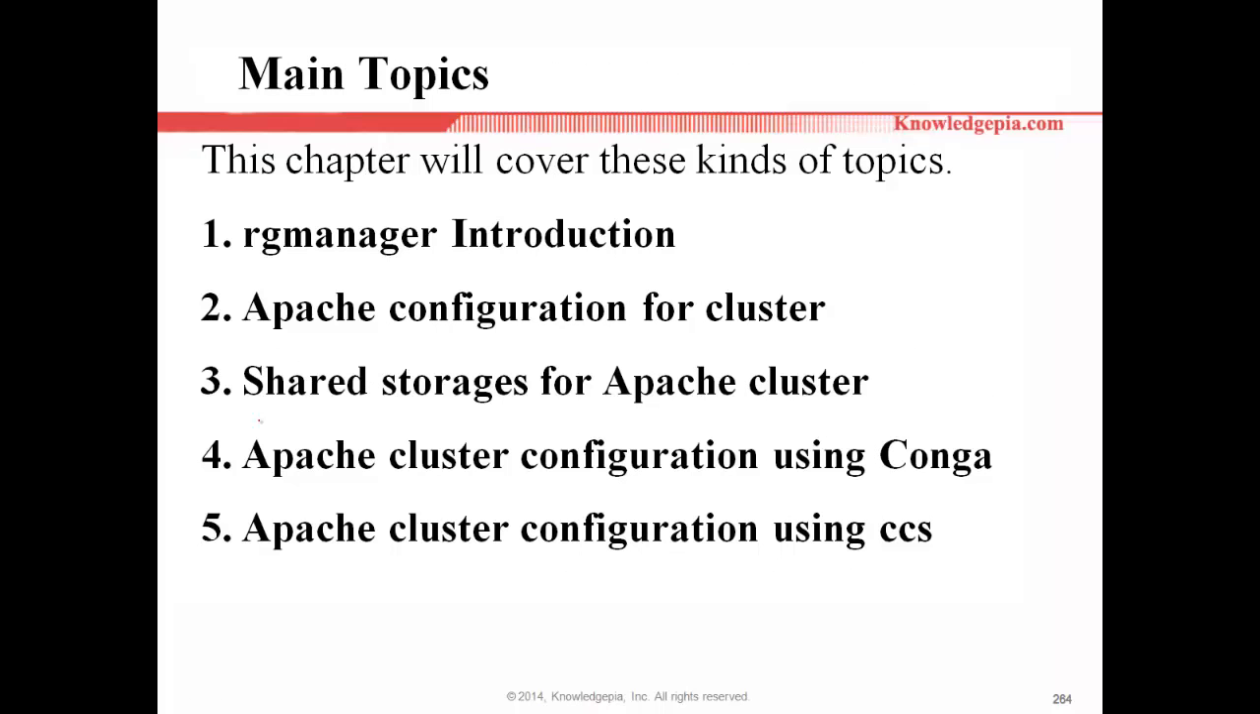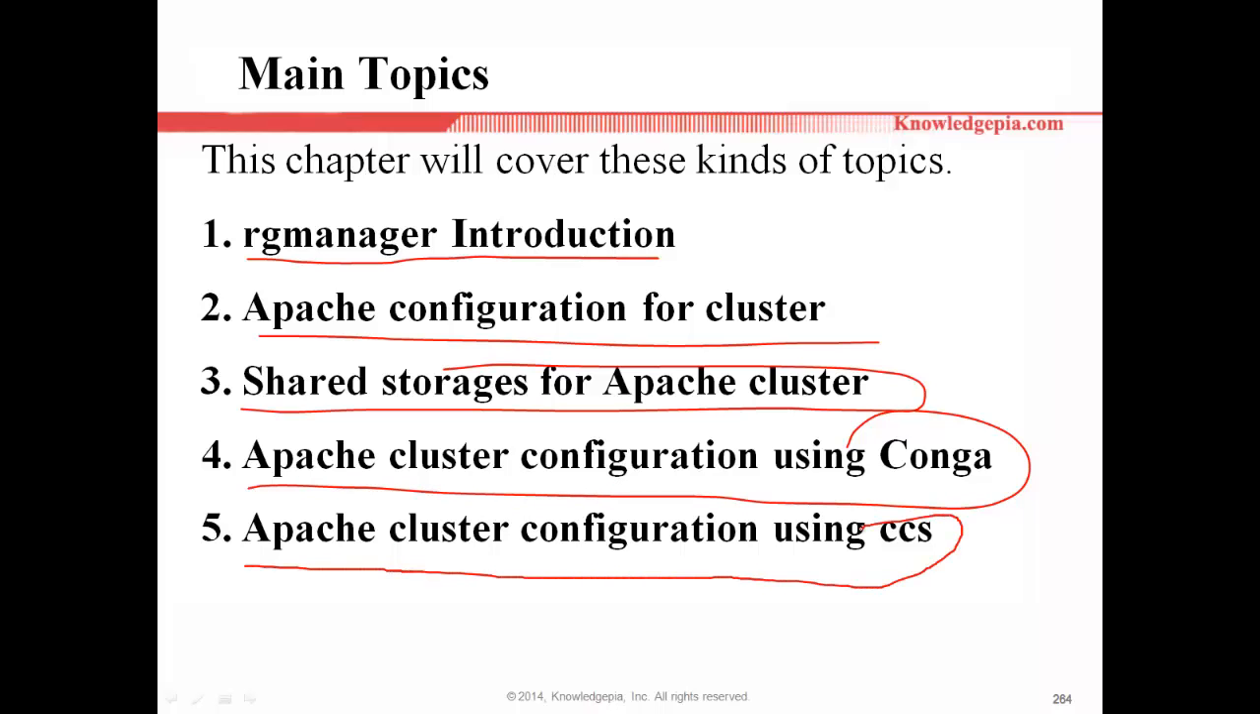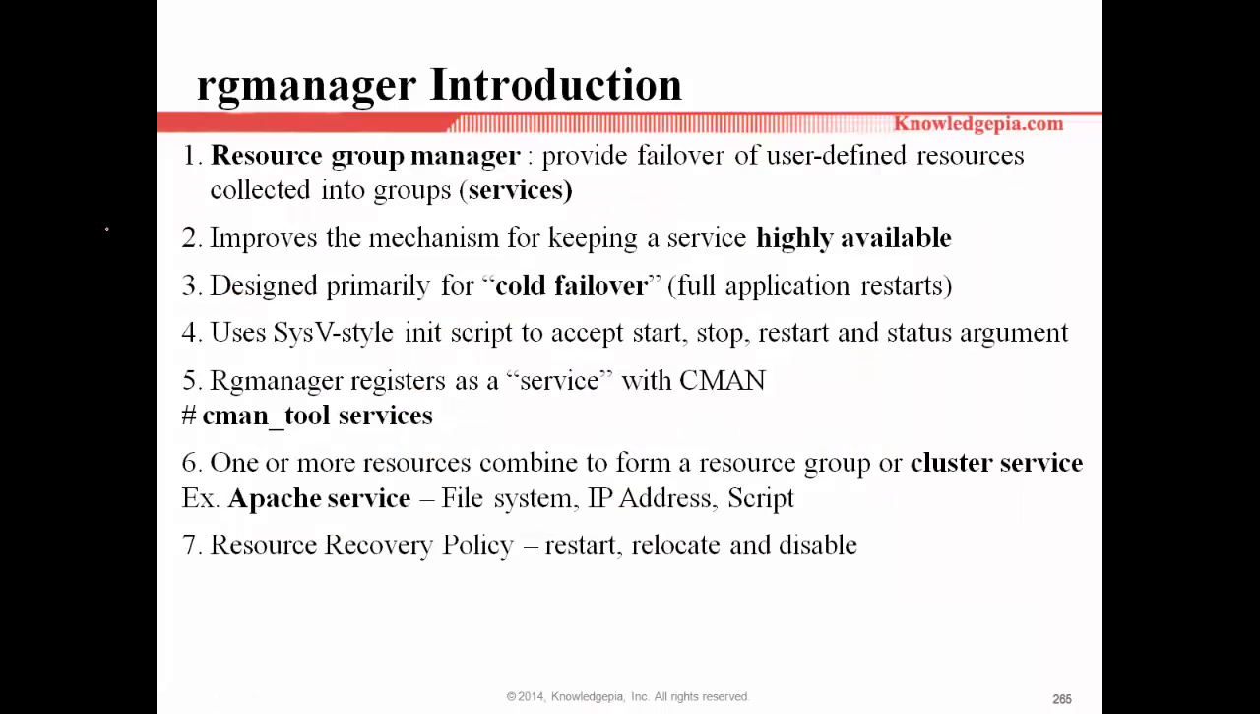Main topics. This chapter will cover the following topics: the rgmanager introduction, Apache configuration for the cluster, shared storage for the Apache cluster, Apache cluster configuration using Conga, and Apache cluster configuration using CCS.